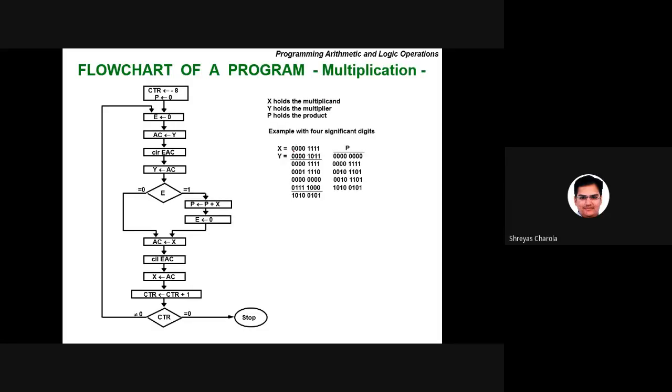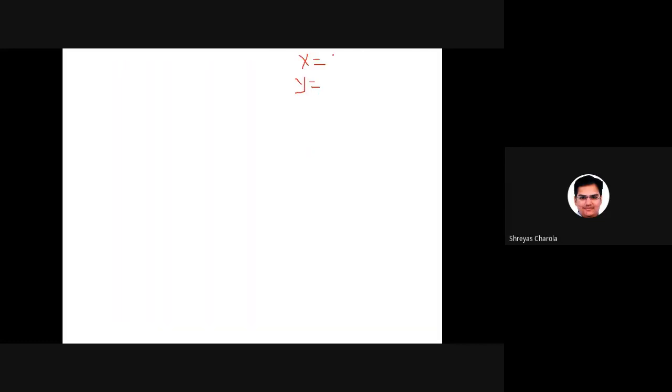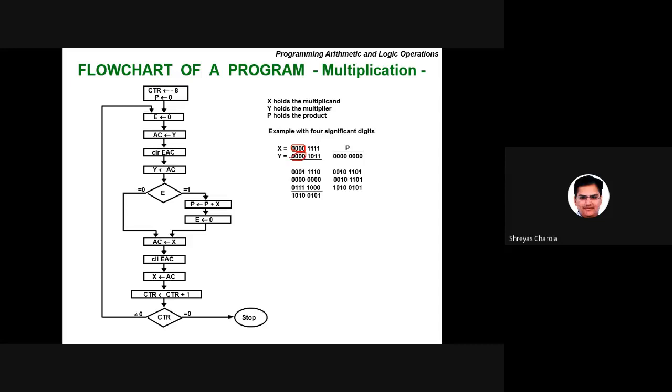0 0 0. These are nothing but the bits they had added. Let me take 4 0 and 1 0 1 1.